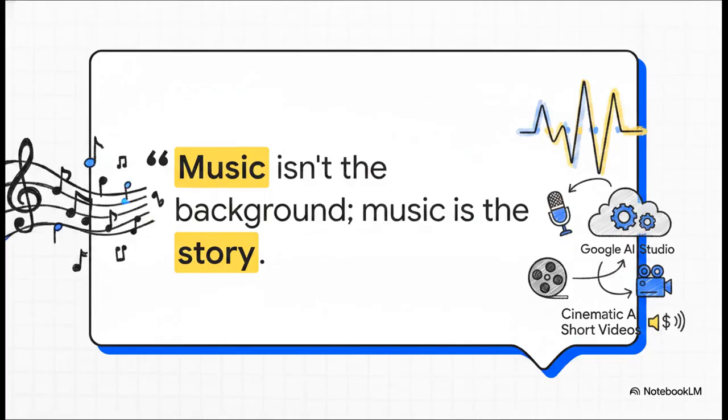The core philosophy here is actually really profound. Music isn't the background, music is the story. Instead of just slapping a trending audio track onto a script at the very end, you start by grabbing a copyright-free emotional track first. You feed that audio file directly into Google AI Studio, and you instruct the AI to analyze the song's pacing, its peaks, and its emotional resonance. That track becomes the architectural foundation for the entire narrative.